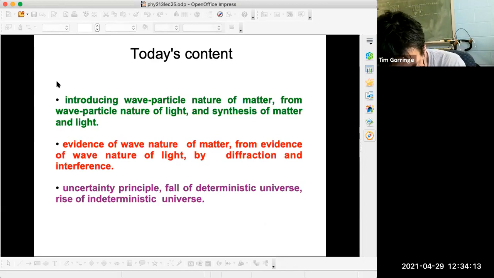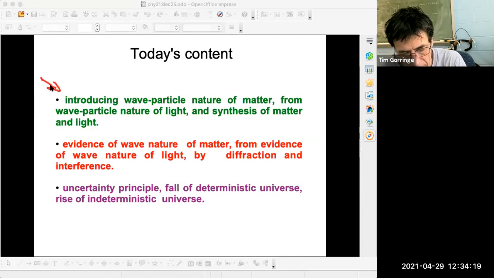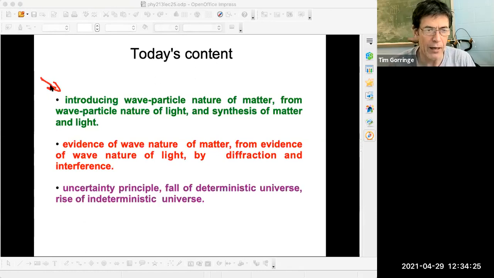So today's class, I've got a list here. I'm going to introduce what we call the wave particle nature of matter, that matter has both wave and particle properties. I'm going to introduce it based on what was the wave particle nature of light, that light has wave properties and particle properties. And I think it's nice to think of this as a kind of synthesis of matter and light.